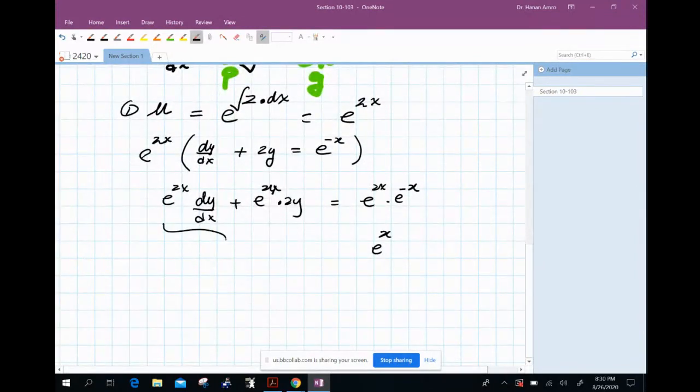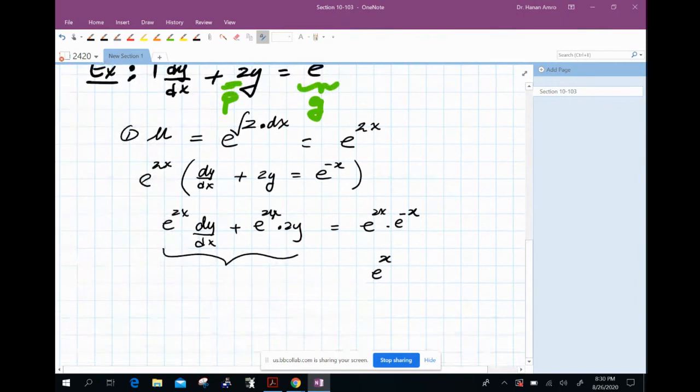Now, what we have right here, if you think about it, is e to the 2x times the function y. If I'm taking the derivative, that should be the function on the top. So e to the 2x times y, when I take the derivative, that's equal to e to the x.